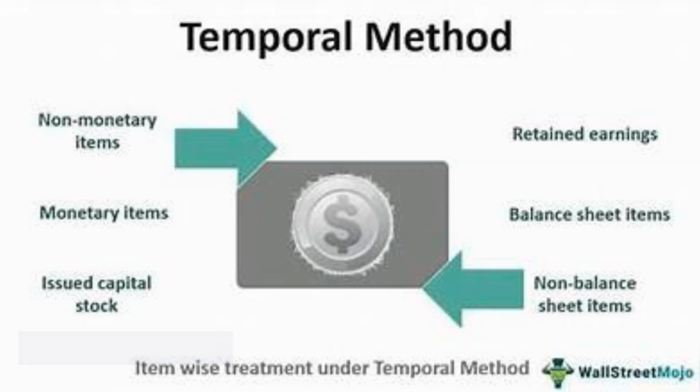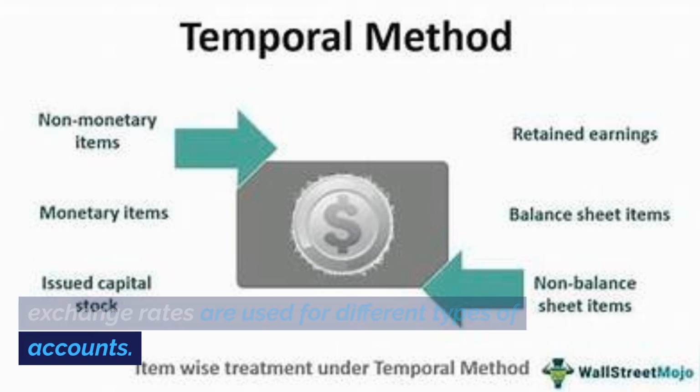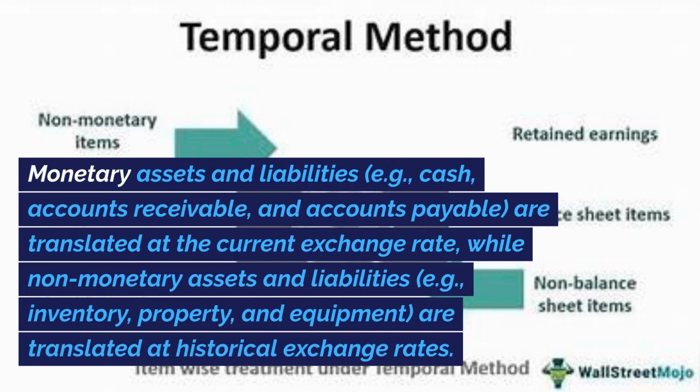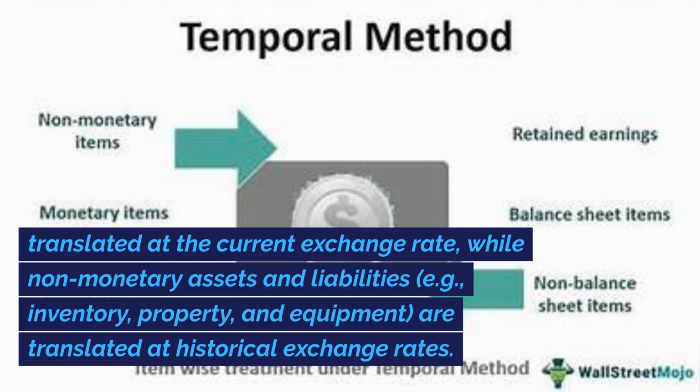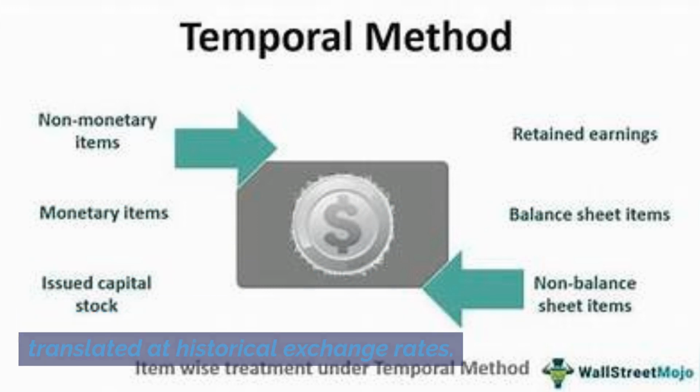Temporal method. Exchange rate. In the temporal method, different exchange rates are used for different types of accounts. Monetary assets and liabilities, e.g., cash, accounts receivable, and accounts payable, are translated at the current exchange rate, while non-monetary assets and liabilities, e.g., inventory, property, and equipment, are translated at historical exchange rates.